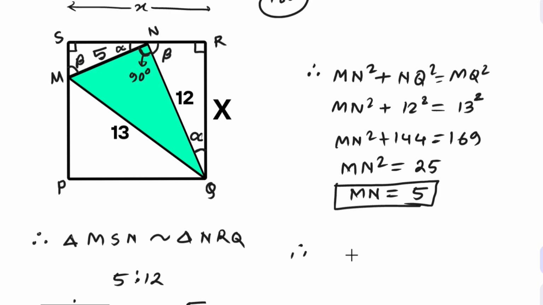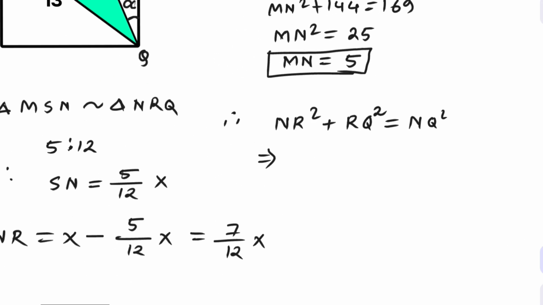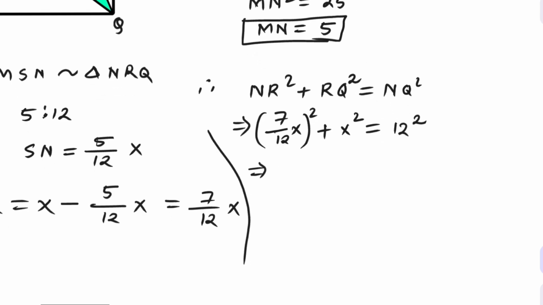So we write NR squared plus RQ squared equals NQ squared. Substituting what we found, that's the quantity 7/12 of X, whole squared, plus X squared equals 12 squared. Let's expand that first term carefully. 7/12 squared is 49 over 144. So we get 49 over 144 X squared plus X squared equals 144.